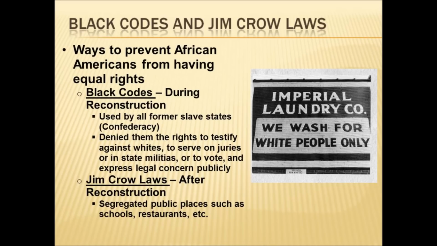All right, so Black Codes and Jim Crow laws. These were ways to prevent African Americans from having equal rights. The Black Codes were during Reconstruction, and they were used by all former slave states. All of the Confederacy used these. They denied African Americans the right to testify against whites, to serve on juries or in state militias, or to vote and express legal concern publicly. So even though they were quote unquote equal, they did not have the same rights as white people.